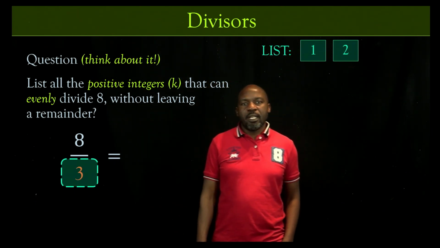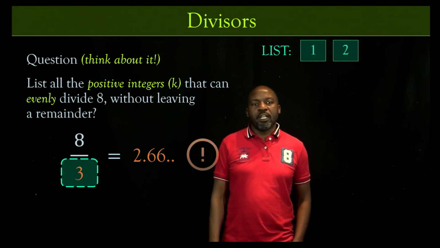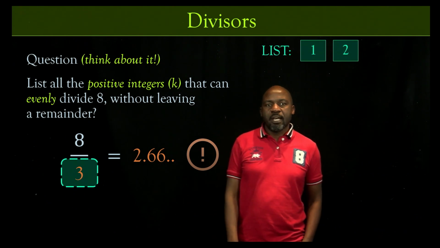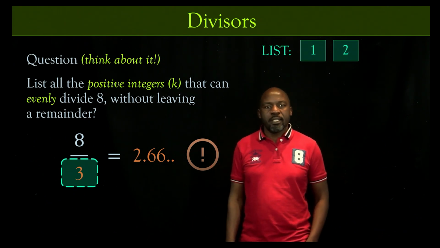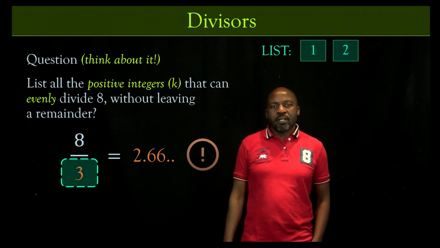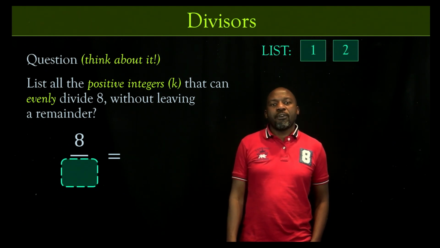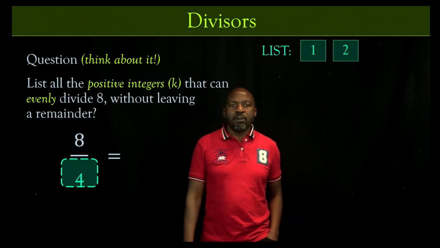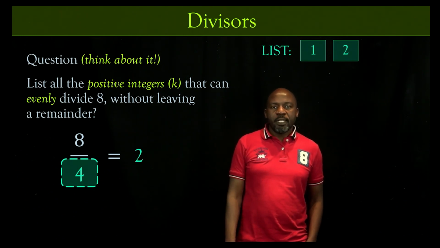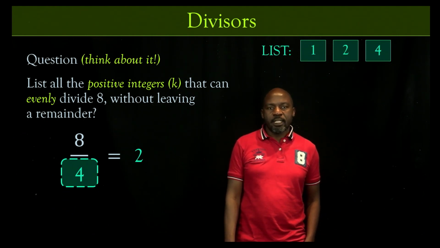In fact, 8 divided by 3 is going to give me 2 point something, which clearly is leaving a remainder. The fact that we're having a decimal number there means that a remainder is left, and therefore 3 does not obey this rule. It leaves a remainder, so 3 is not a divisor of 8. Okay, how about 4? If I try with 4, 8 divided by 4 gives me 2, so it goes in completely, and for that reason 4 is a divisor of 8.